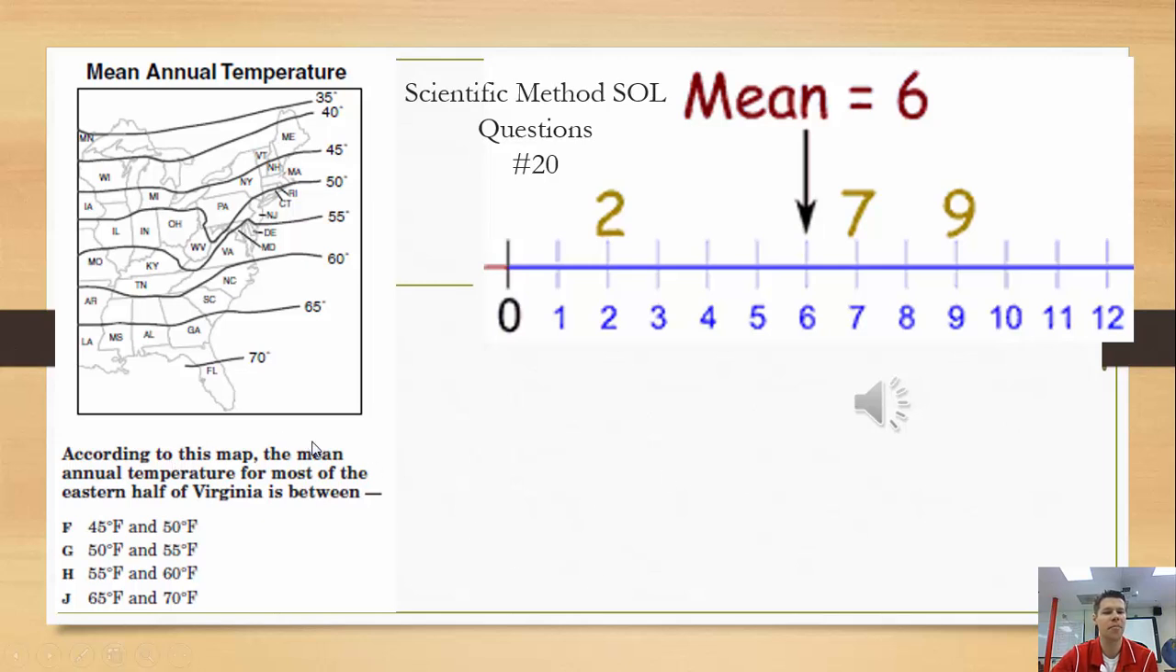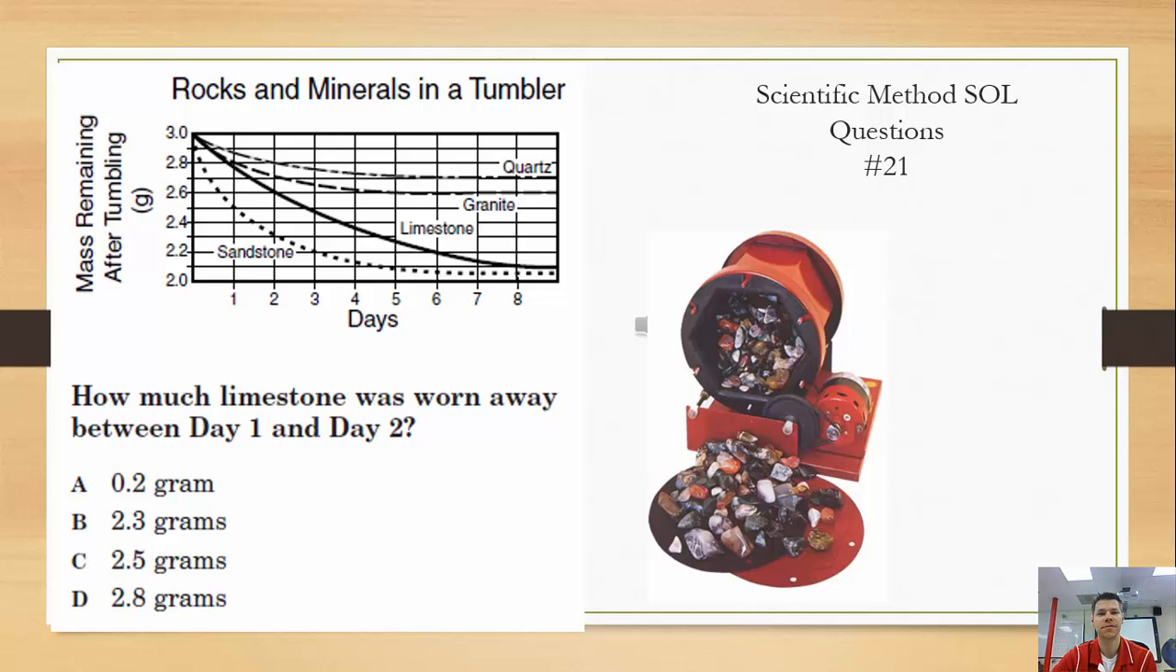According to the map, the mean annual temperature, and remember the mean is similar to the average, for most of the eastern half of Virginia is between, well, we just want to find Virginia, and here the majority of the eastern half of Virginia is in between the 55 and the 60 degree temperature. So our best answer here is H. 55 and 60 degrees Fahrenheit is the mean annual temperature for Virginia.